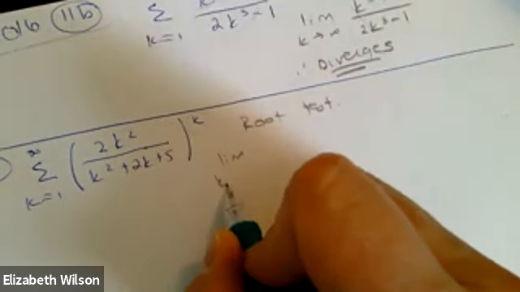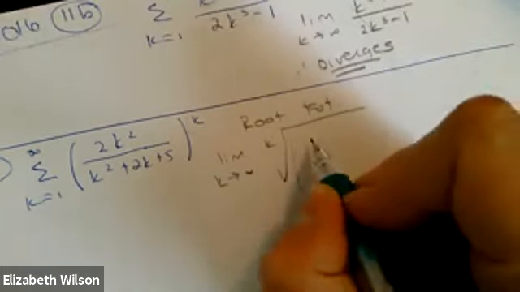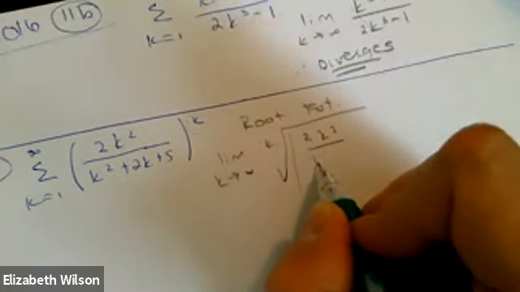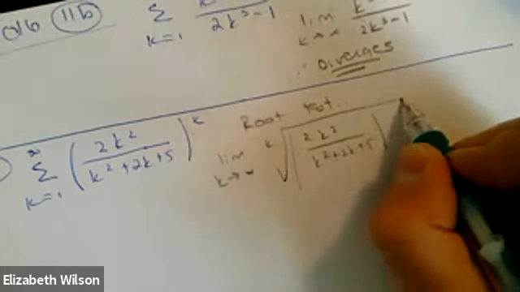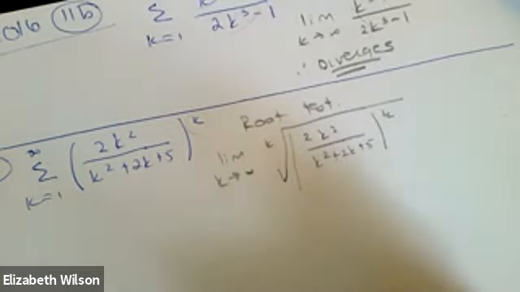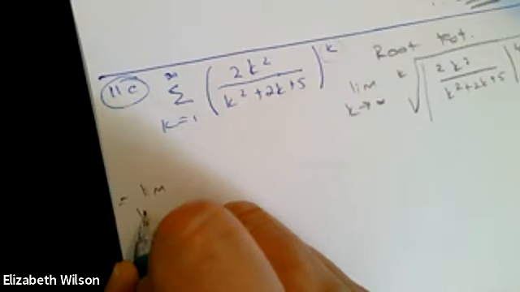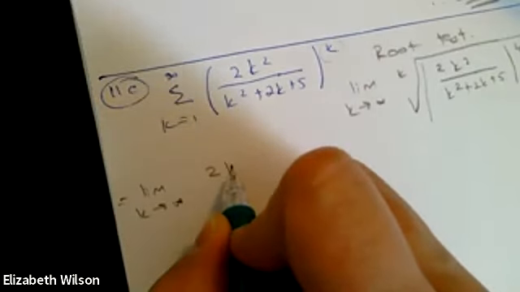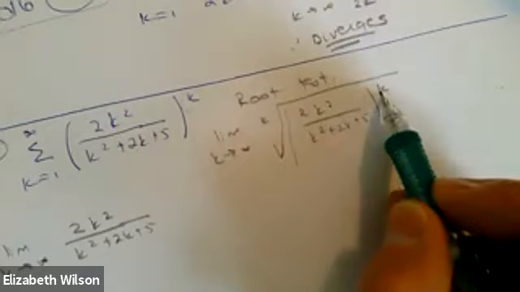Okay, so if I do the root test, remember the root test says the limit as k goes to infinity. I'm going to take the kth root of the absolute value of this whole thing, 2k squared over k squared plus 2k plus 5, which is to the kth power. When I do this, I'm going to get the limit as k goes to infinity of 2k squared over k squared plus 2k plus 5, because the kth root and the kth power cancel each other out, and I'm left with this.